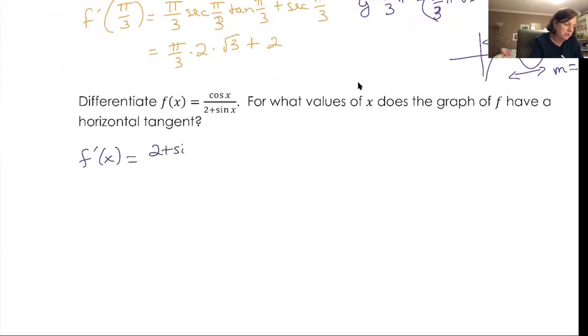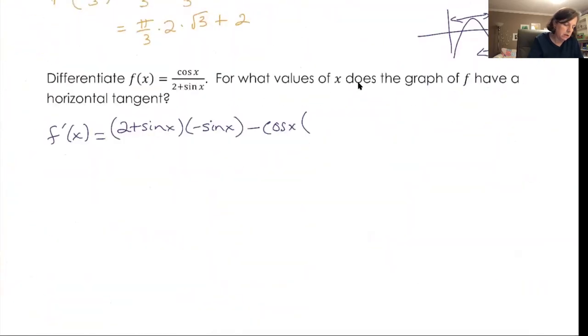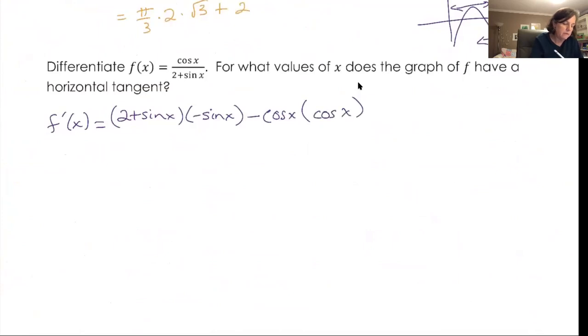Low, 2 plus sine x. Put parentheses around it. D high, derivative of sine is cosine, and the derivative of cosine is negative sine. Low d high minus high, which is cosine x, d low. The derivative of 2 plus sine x would just be cosine of x, all over the square of what's below, 2 plus sine x quantity squared.